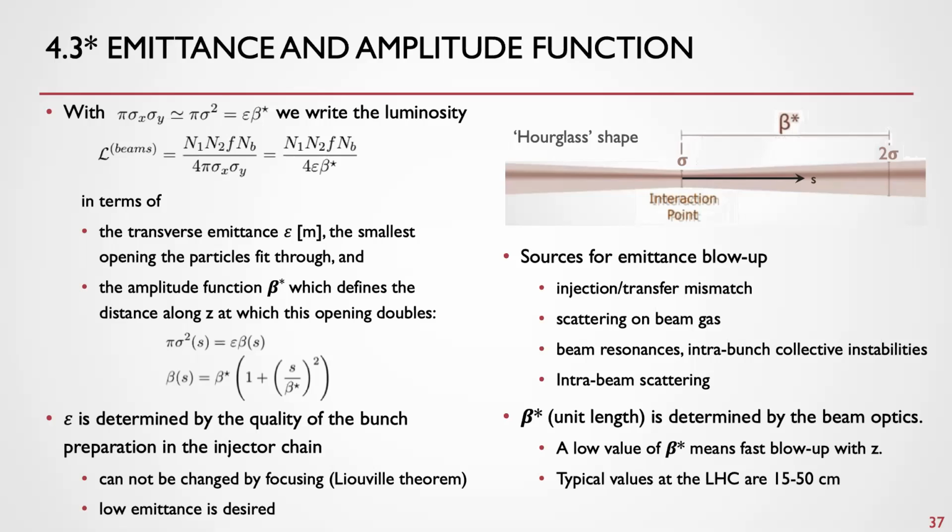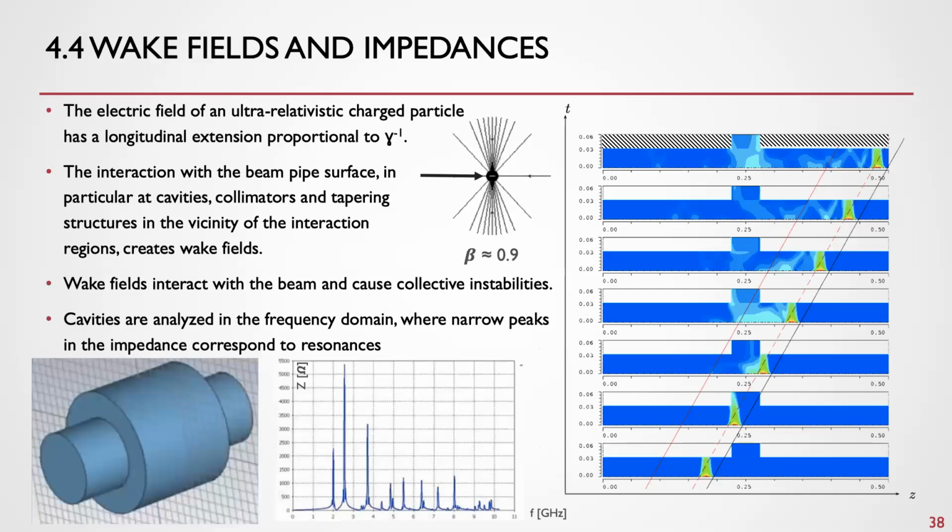Typical values for beta star at the LHC are 15 to 50 centimeters. So that's very roughly the size of the spread along the z direction, until the smallest diameter the beams fit through; move out to twice that value. Good. A few problems that people face when colliding proton beams.